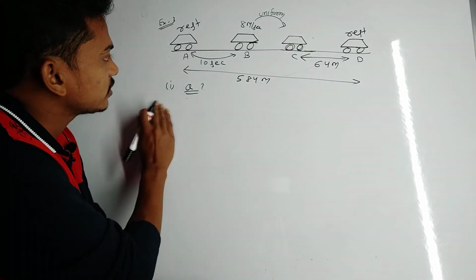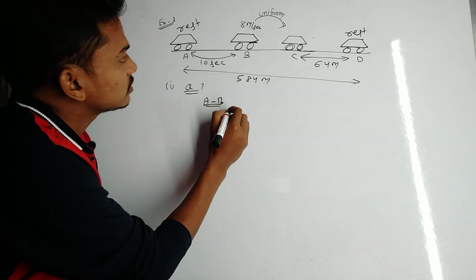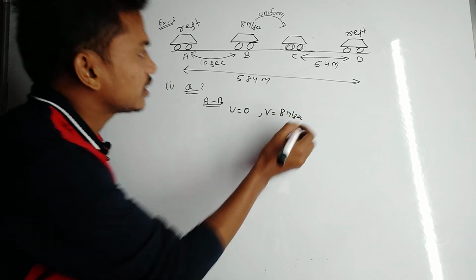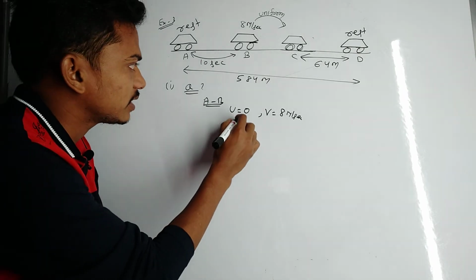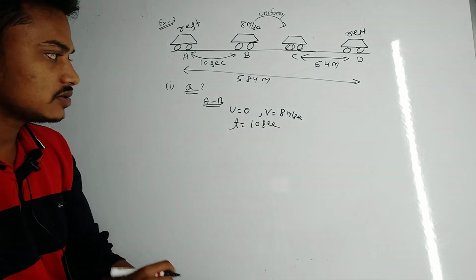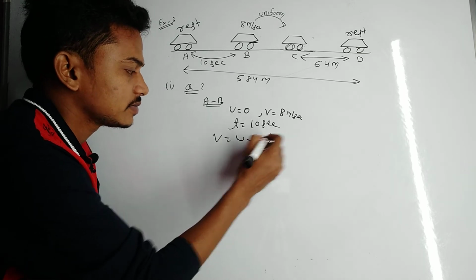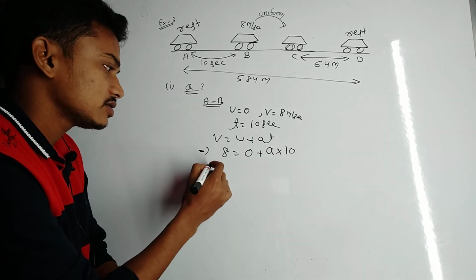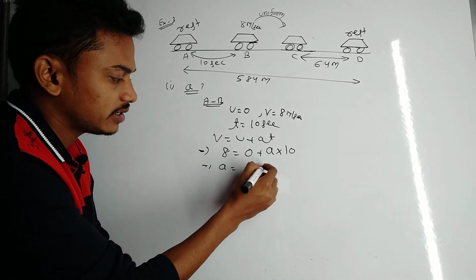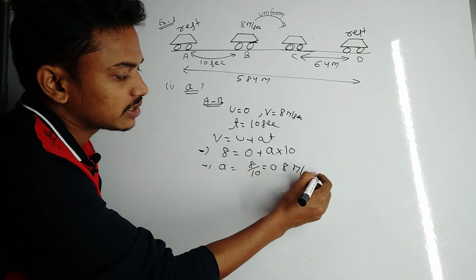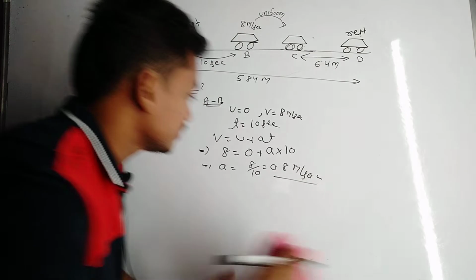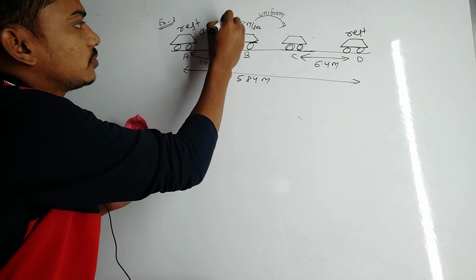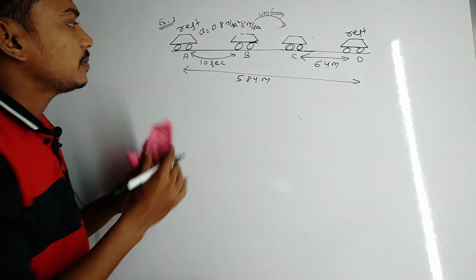Okay, so consider the journey from A to B. Here the initial velocity is 0, the final velocity is 8 meter per second, and the time is 10 second. So use the relation v equals u plus at. That implies v is 8, u is 0, a into time is 10, so acceleration is 8 by 10, that is 0.8 meter per second square. First bit solved.